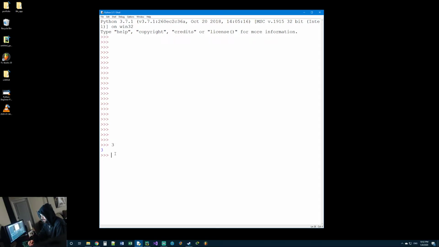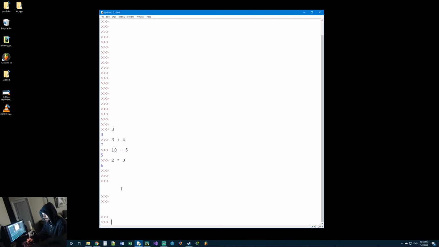But we can do basic math with it. So you can do like 3 plus 4. And you can see it outputs the number 7, so that works. You can also do subtraction, so 10 minus 5. So that works correctly, and it outputs the number 5. You can do multiplication, so 2 times 3. And the multiplication symbol is just the asterisk symbol. So 2 times 3 is 6, and that one works correctly. Let's give it some more room here.